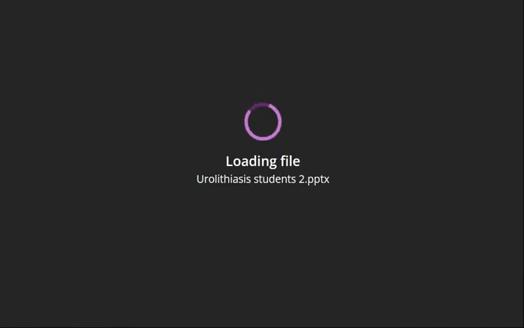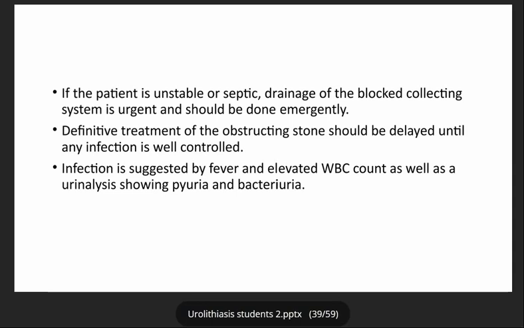Okay. So as I mentioned, if the patient is unstable or septic, has fever, or has pus in the urine, you don't manipulate the stone. You just drain the kidney by a nephrostomy tube or by a double J. Sometimes the signs of infection, as I mentioned, can be fever or a high white cell count. Also, they can have pus cells or bacteria in the urine analysis.